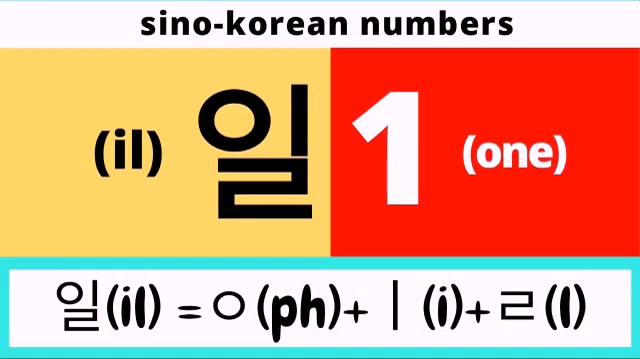How do we spell il in Hangul? First, we need to draw a placeholder iyon character, followed by an e character, followed by a real character. And then, we just have to combine all this to form the Hangul of the word il.